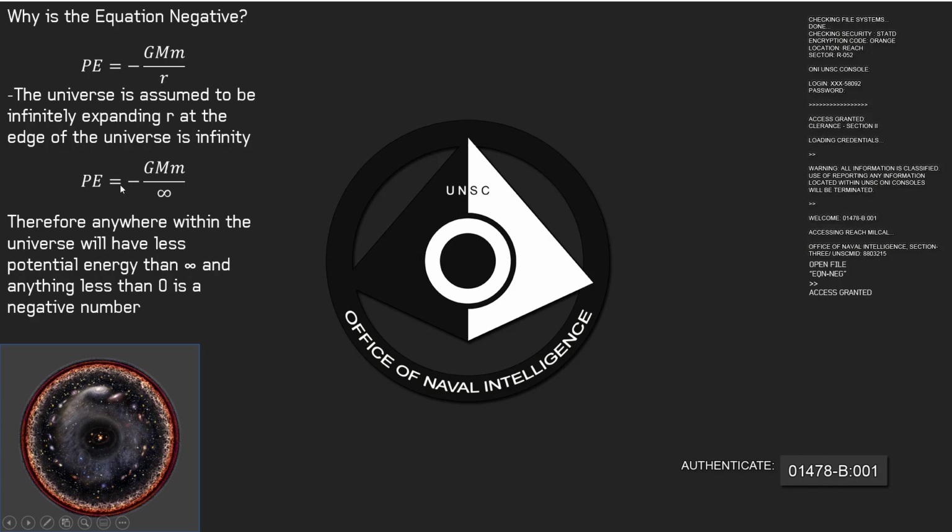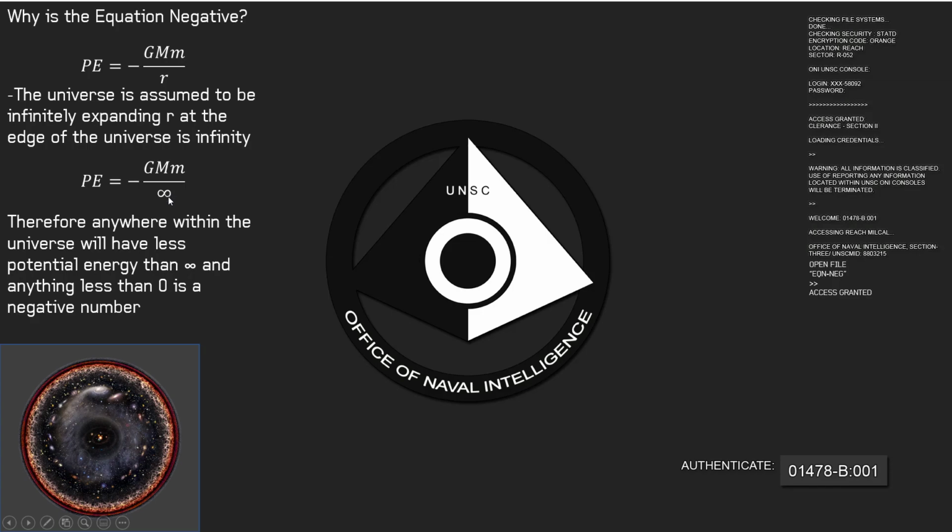So let's plug that in there. So the radius in this case would be infinity. So negative GMm over infinity, and we know that anything divided by infinity is more or less just equal to 0. So if there is an object like here, and there's an object at the edge of the universe, the potential energy between them is 0, right? Because of the infinity at the bottom here.